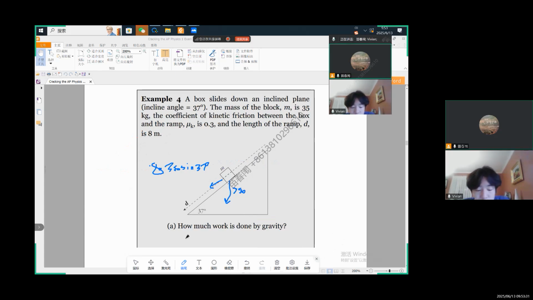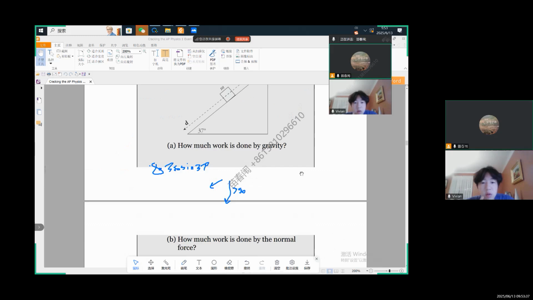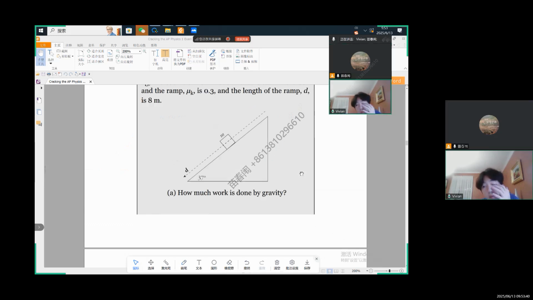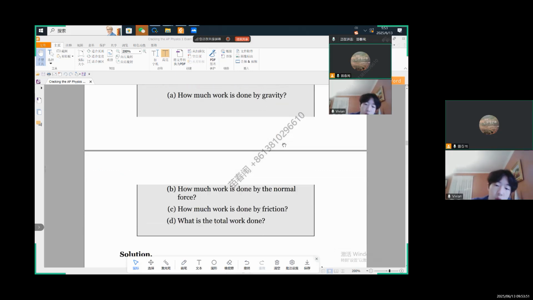And then let's say there is a B question. How much work is done by normal force? 350 sine of 0. Yeah, it's also 0. Because it's perpendicular, this is also a tricky trap, because you are perpendicular to the distance. Work is done by friction: negative, 350 cosine 37 times 0.3, times 8, negative.